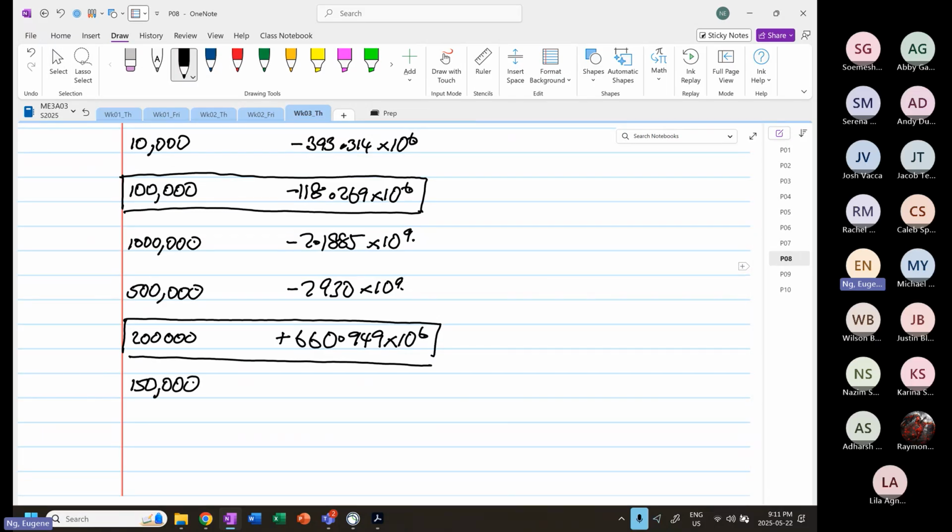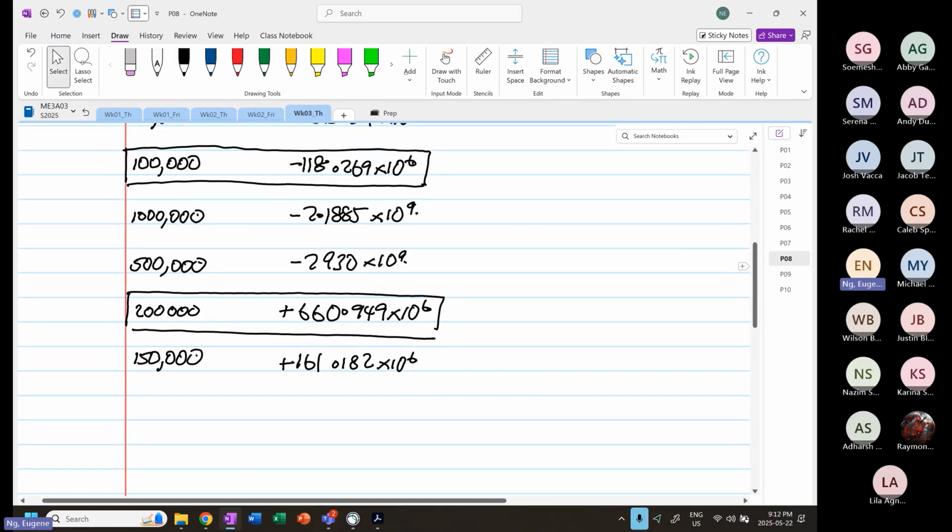Okay, so calculate 150,123, and then I got 161, positive again, 0.182 times 10 to the power 6. And then, okay, it's still positive. I'm in good range, but it's getting low.